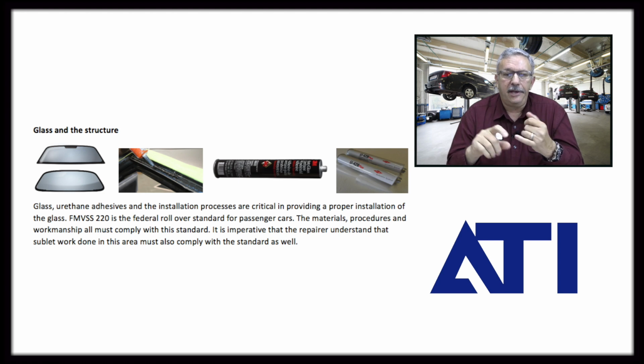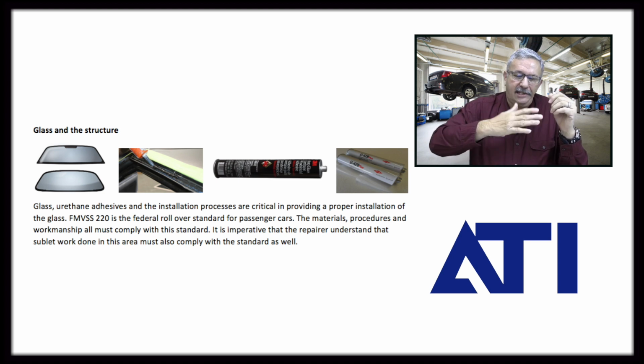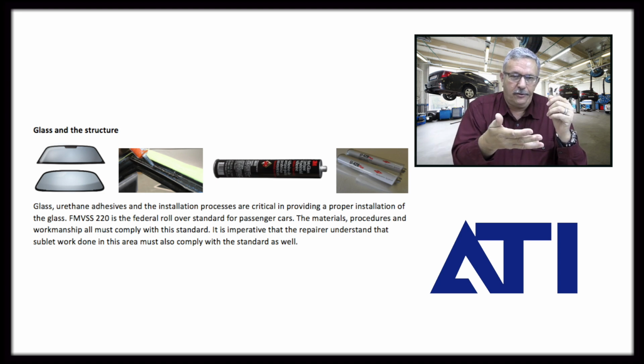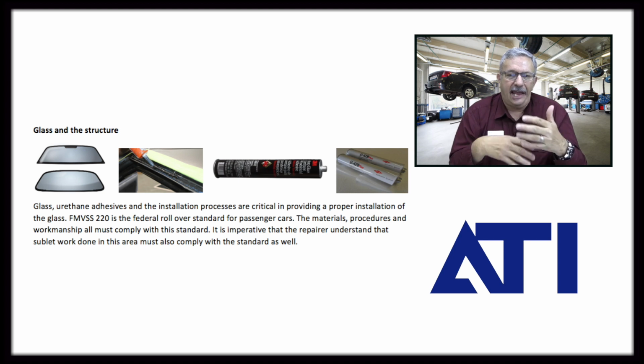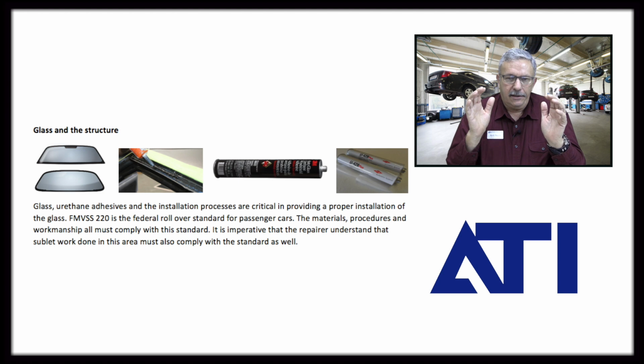FMVSS 220 is the federal rollover standard for passenger cars. What that means is, as the vehicle rolls over onto the roof panel, it has to take X amount of crush, and the glass is an integral part of the crush characteristics of the roof. Crazy as it may sound, it's an integral part of that system.